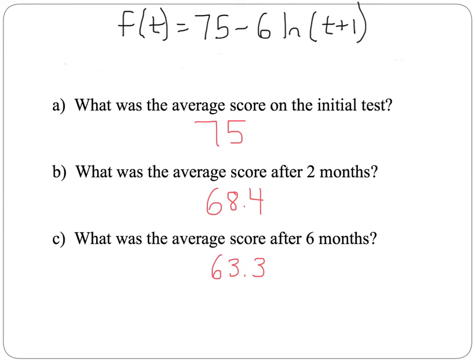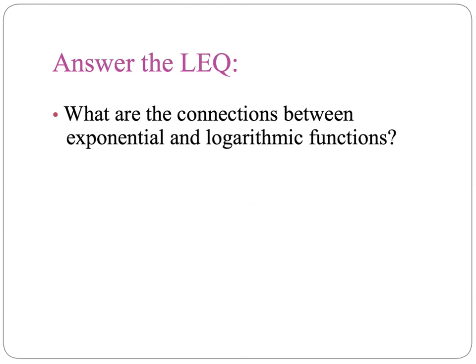Hopefully you found the average score after 2 months to be 68.4 and the average score after 6 months to be 63.3. That is all for logarithmic functions for now. Next lesson will be more on the properties and using properties to simplify logarithmic expressions and to solve logarithmic equations.